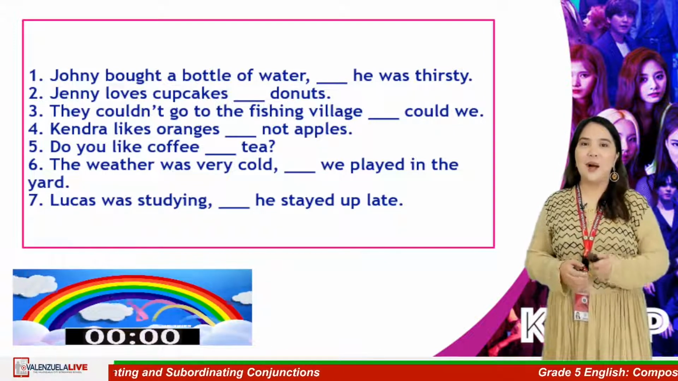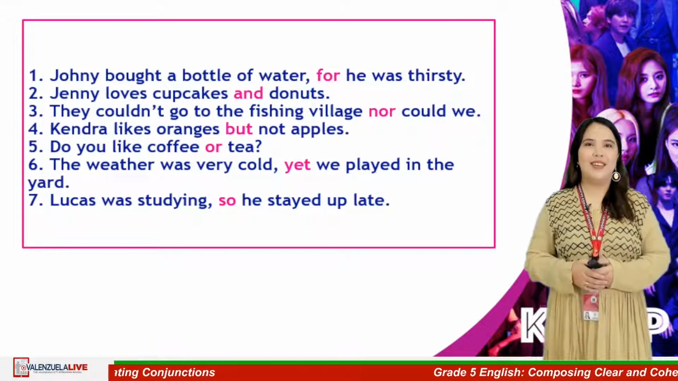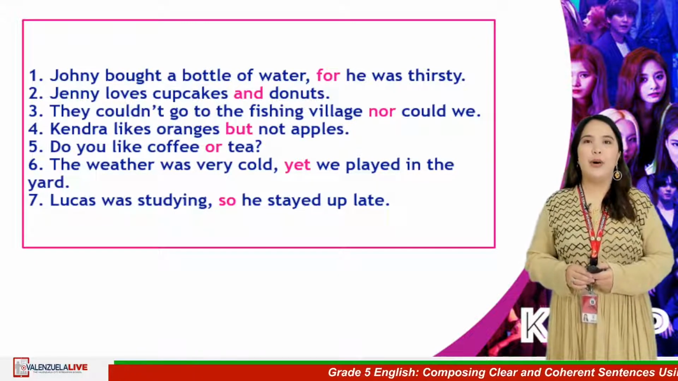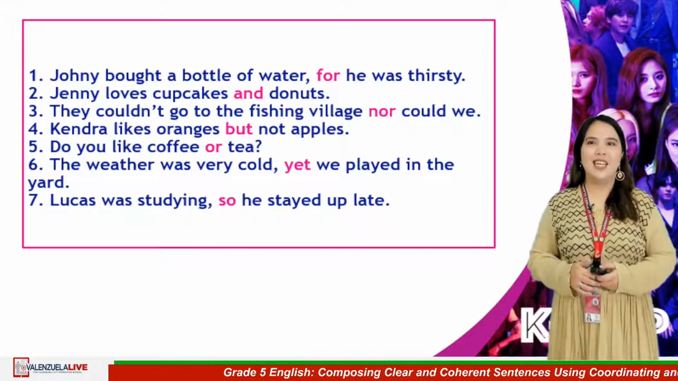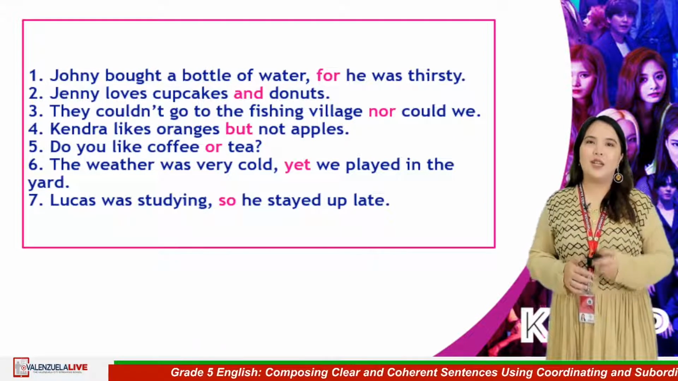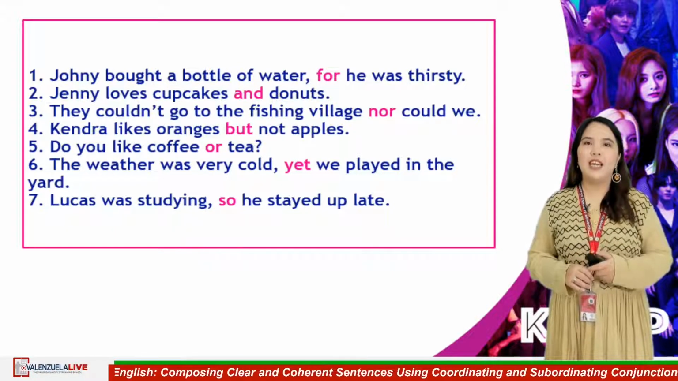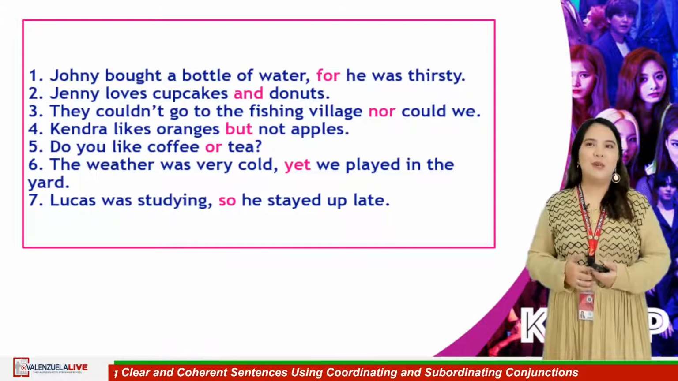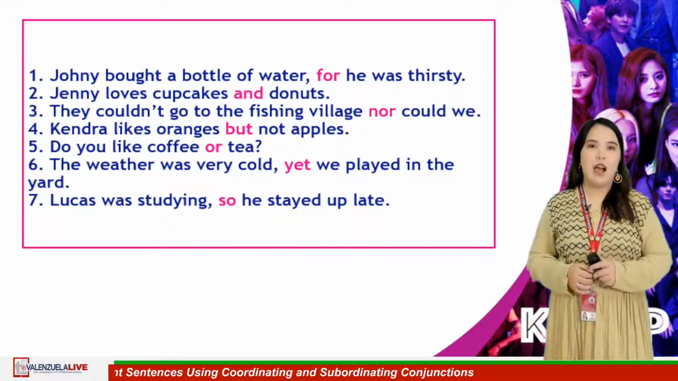And time's up. So let's check your work. Number 1, the correct answer is for. Johnny bought a bottle of water for he was thirsty. Number 2, Jenny loves cupcakes and donuts. Number 3, they couldn't go to the fishing village, nor could we. Number 4, Kendra likes oranges, but not apples.